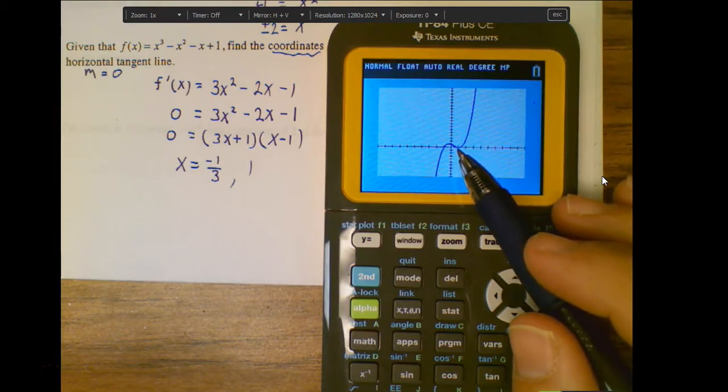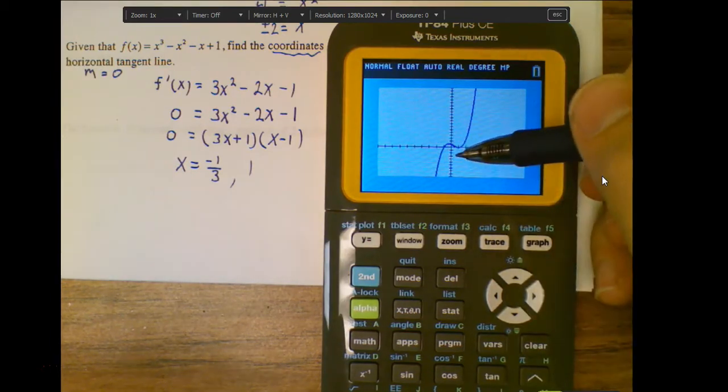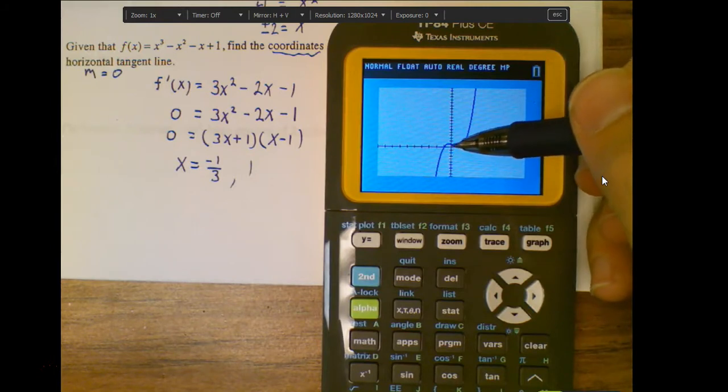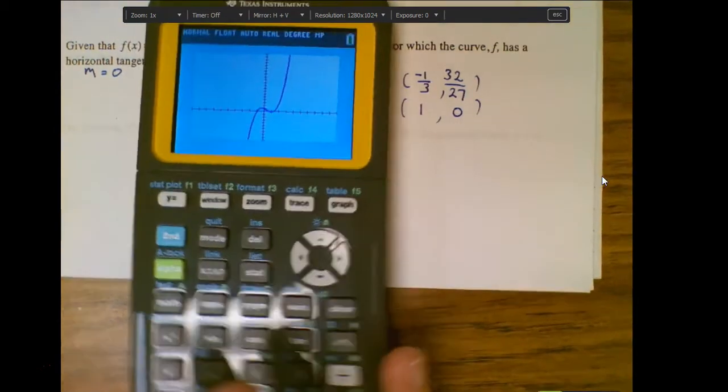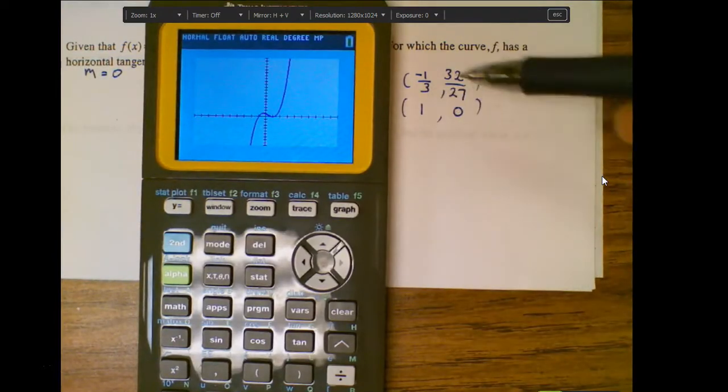What happens in between negative slopes and positive slopes? You have to pass through a zero. So we have a zero slope at this minimum. I have another zero slope at this maximum. So those are my two zero slope locations. And those points are those points.